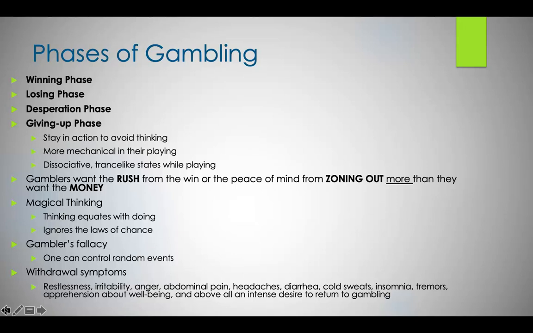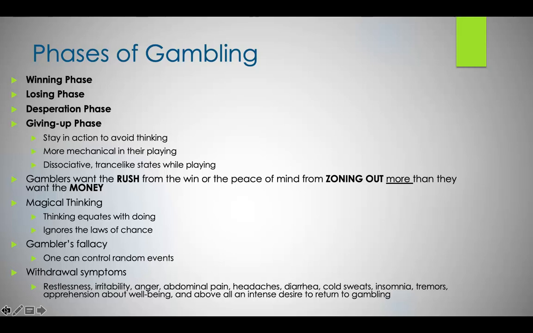Some other additional points that can help professionals who work with individuals with a gambling disorder are that it's important to understand that gamblers want the rush from the win or the peace of mind from zoning out more than they actually want that money. Gamblers often suffer from what we call magical thinking. Their thoughts equate with doing: if I think it, it will happen. And they ignore the laws of chance. There are specific probabilities to these games they play, and they often are ignored in the hopes and the chance of wins.